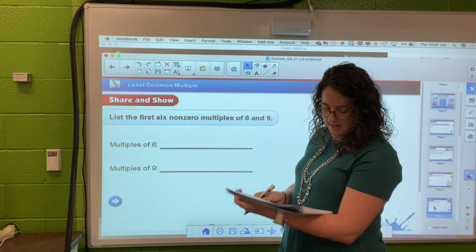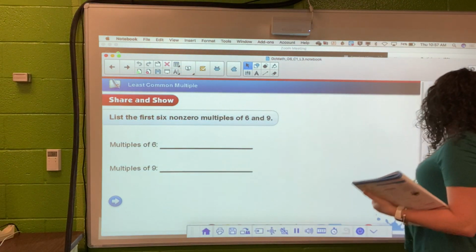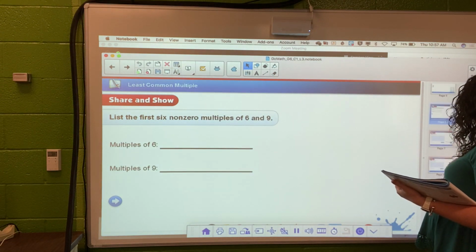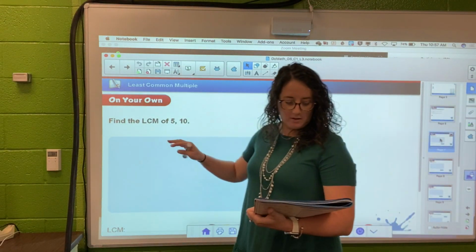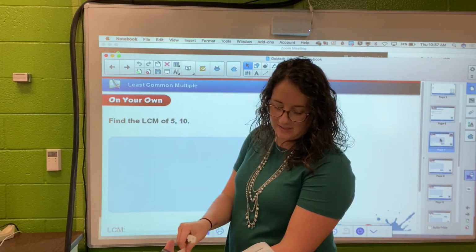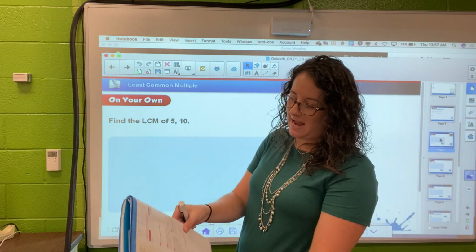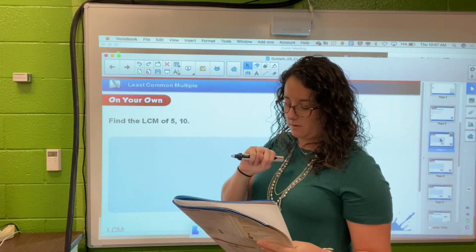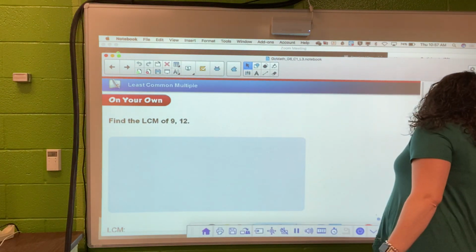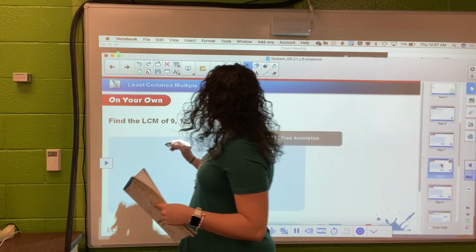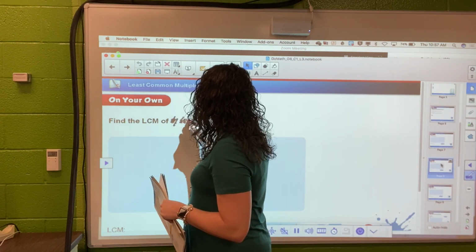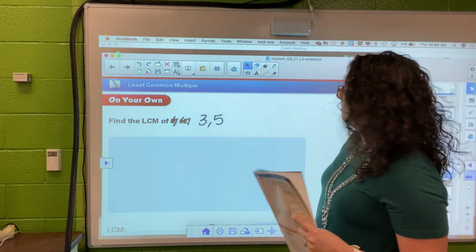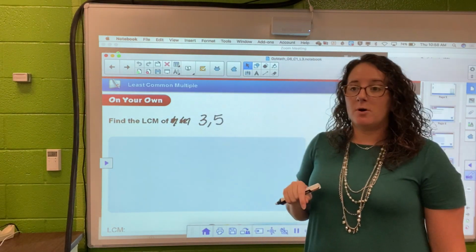6 and 9. We're going to skip this one because this is one that's on your lesson check. We're going to do this one, except instead of 5 and 10, if you turn to page 19 in your book, we're going to do number 2 on page 19. So instead of 5 and 10, we're going to do 3 and 5. So that's number 2. I like to list out the multiples.